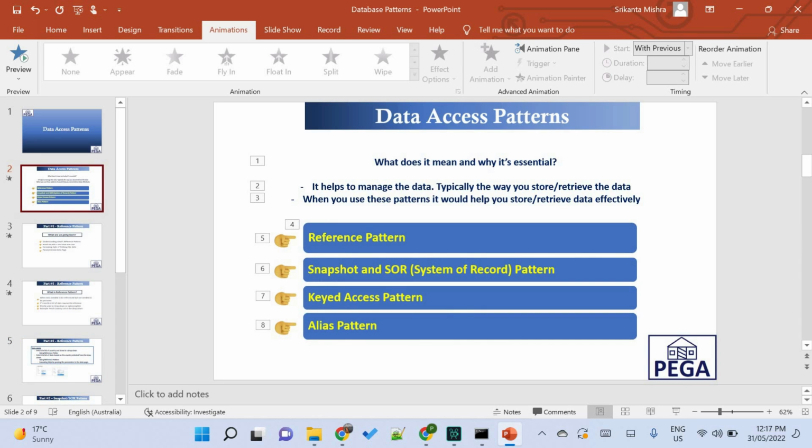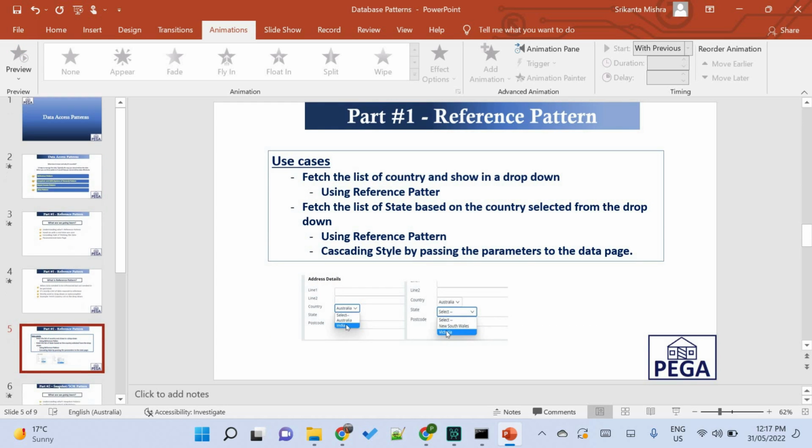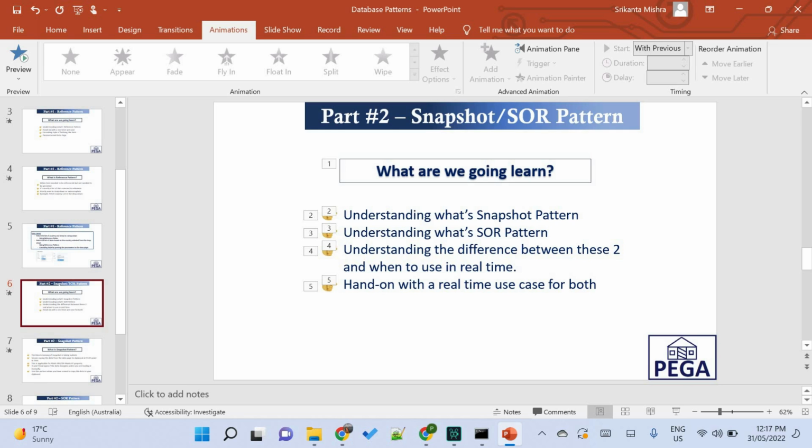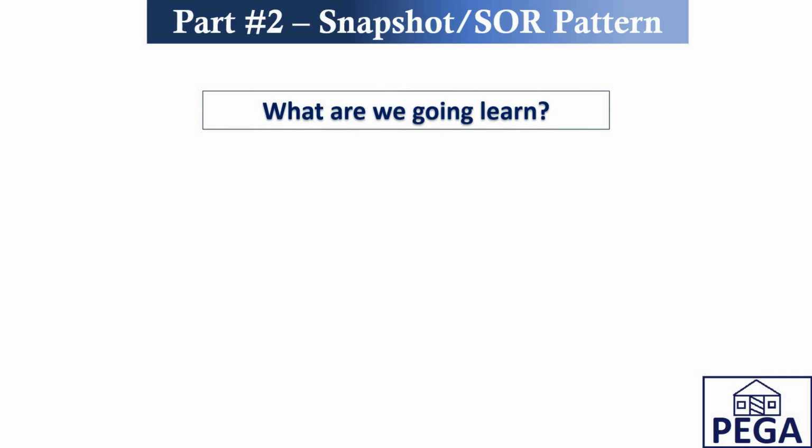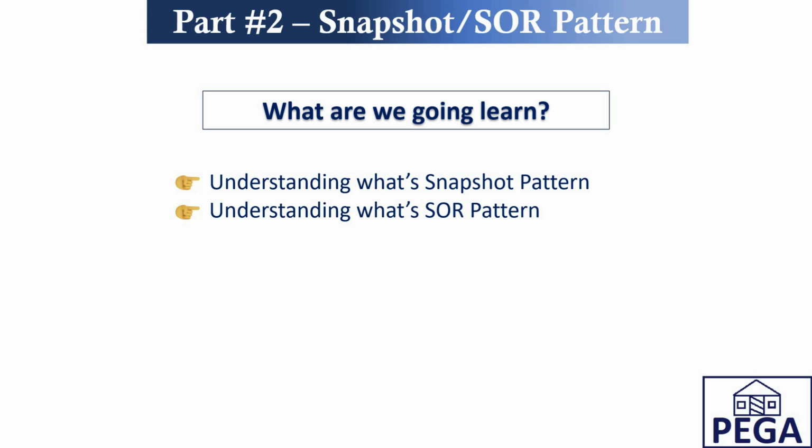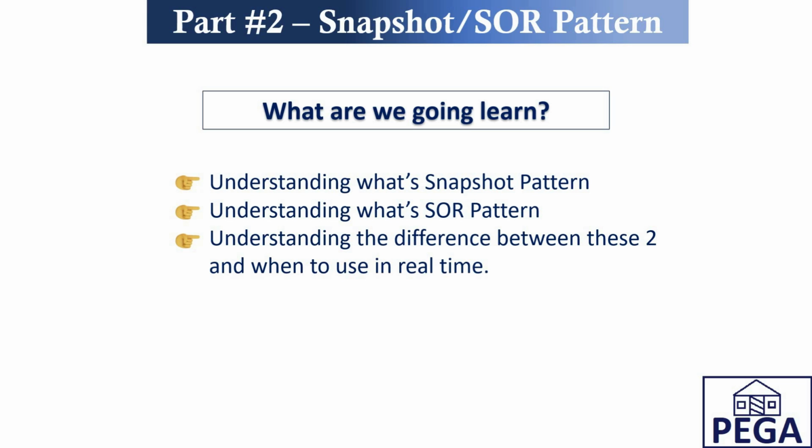Now, as you know, we have the reference pattern, snapshot pattern, keyed access pattern, and alias pattern. In this part 2 video, we are going to learn about the snapshot pattern and the SOR pattern, which we also call the system of record pattern. We're going to understand what the snapshot pattern is, what the SOR pattern is, the difference between these two patterns and when to use them in real time, and also do some hands-on, so that you understand at what point in time you can use these patterns.